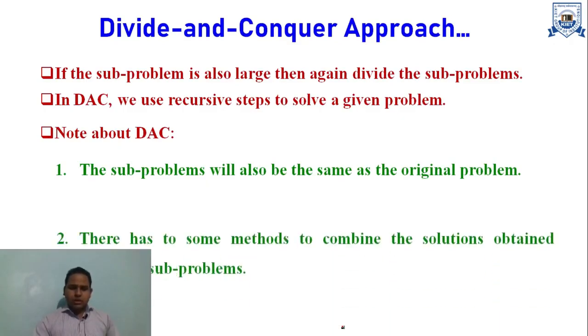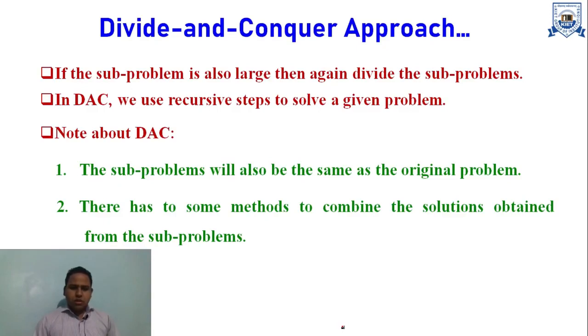Next, there has to be some method to combine the solutions obtained from the sub problems. This means that we have the divide, then we combine. For combining the solutions, we must have some method. We must have some algorithms to combine. If we are not able to combine those solutions, that means we can't apply the divide and conquer approach. So we must see that if a problem P is there, and if we are able to divide that problem, then we must be able to combine the solutions also. This is the meaning of divide and conquer.